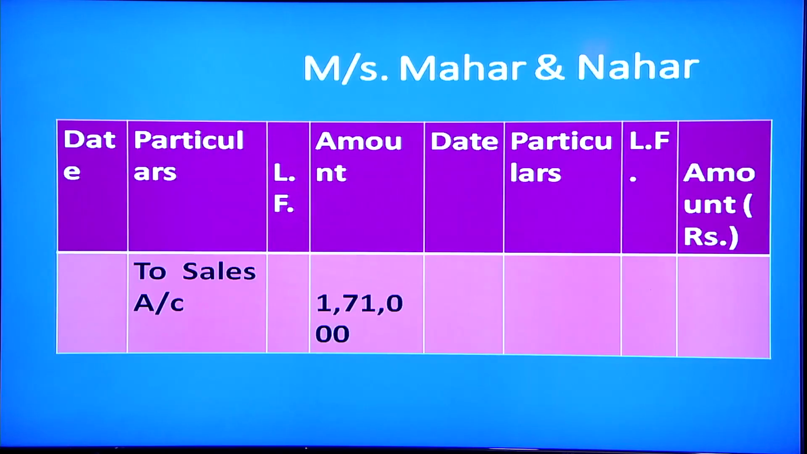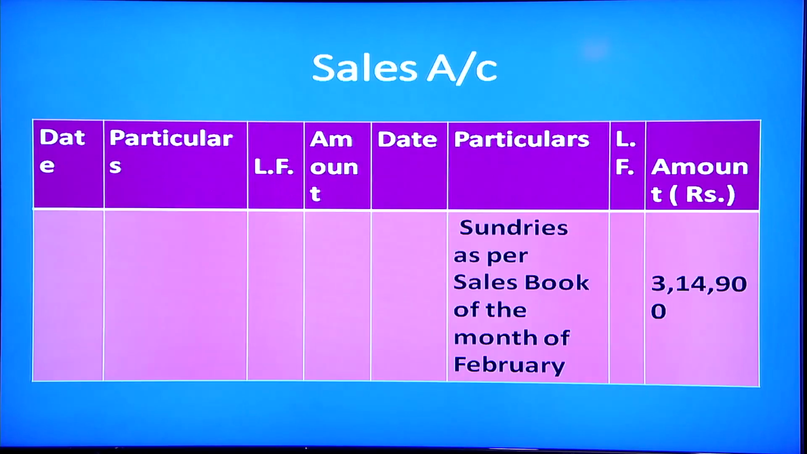Similarly, another purchaser, Messrs. Mahar and Nahar. Here also, in the particulars column, the details like to sales account and amount in the respective column. As a last item, in the sales account, you have to write sundries as per sales book of the month of February. That is, you will write in the particulars column on the credit side and the amount in the respective column.